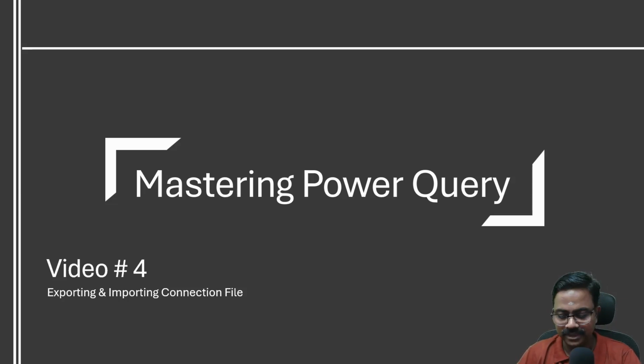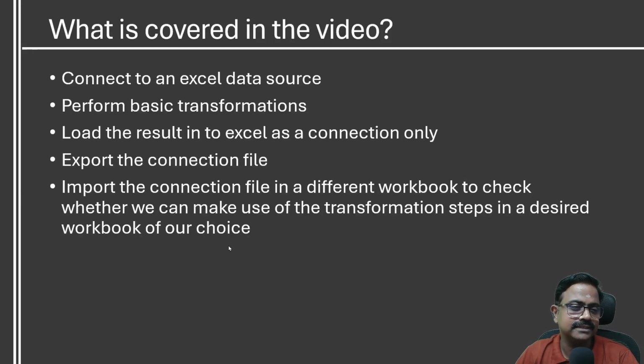Okay, so the tasks we're going to do here: we're going to connect to an Excel data source. We're going to perform some basic transformations and load that transformed data not as a table or a pivot. I want to load that as a connection only, and I want to make use of that connection file and check out, can I call that connection file anywhere I require? If that can happen, then it's going to save a lot of effort for me. Trust me, once we see the process, you will get the idea what we are talking about. So let's get into the action right away.